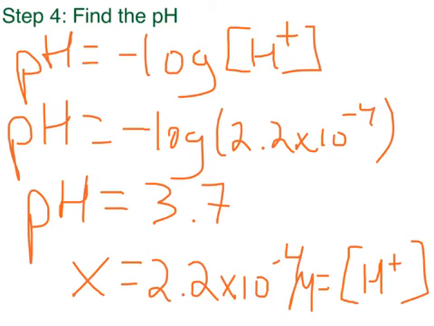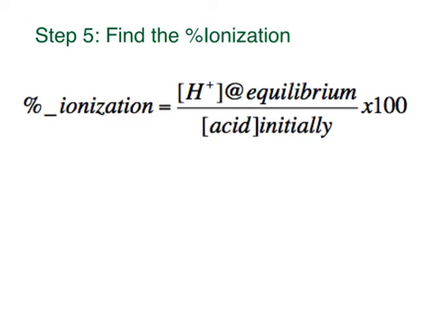Okay, let's do the last step. Finally, the last step is to find the percent ionization. Now, if we get a number that is bigger than 5%, we have to go back and do a quadratic equation. I'm hoping we don't have to do that. So that's the key. If you get a number greater than 5%, then you can't assume that x is negligible. But if you get a number less than 5%, then you can. Okay, so let's try it.